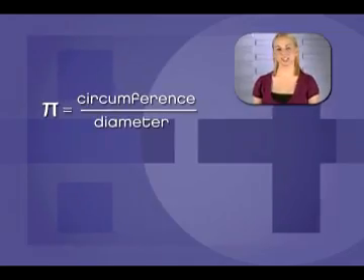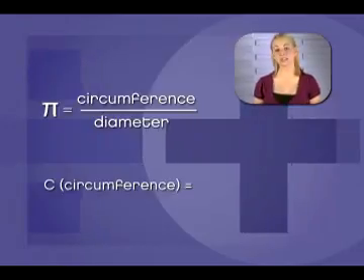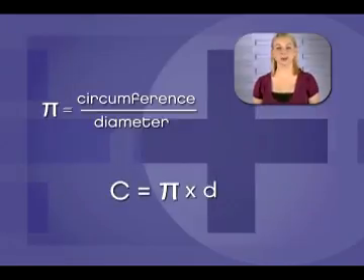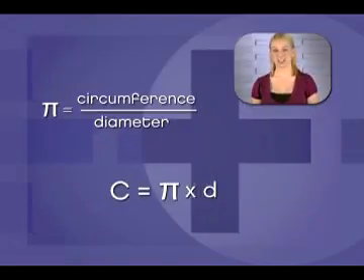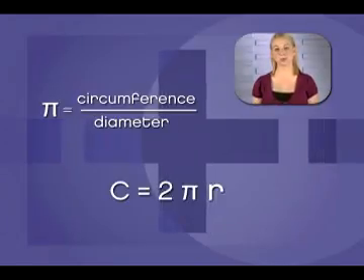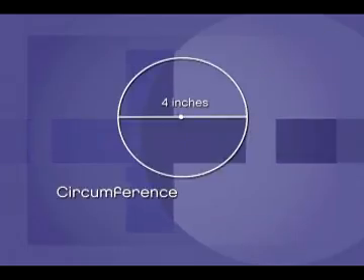We can use this to create a formula or two for finding the circumference of a circle. The circumference of a circle is pi times diameter. C equals pi times d. Now, an even more common formula for circumference is C equals 2 pi r. r is the radius.